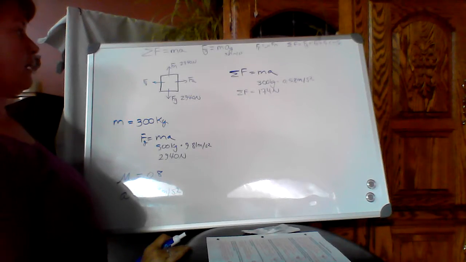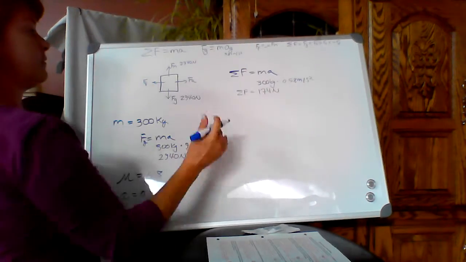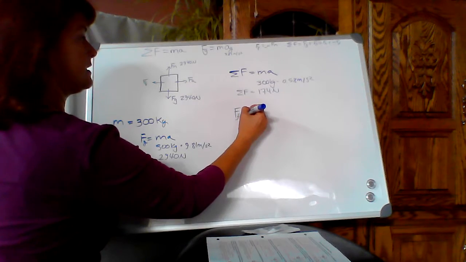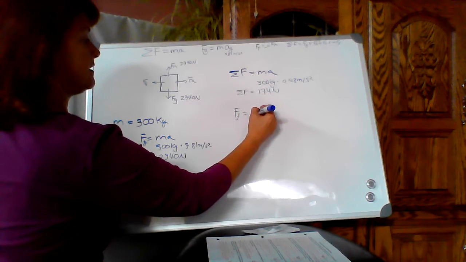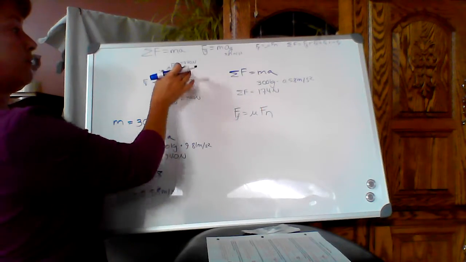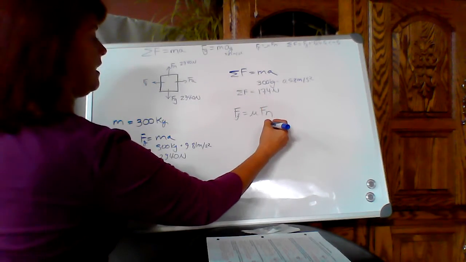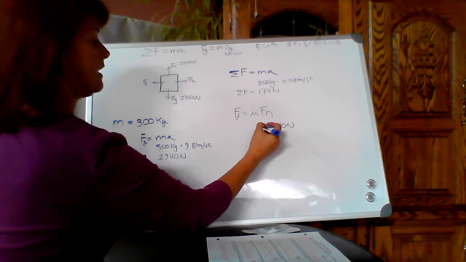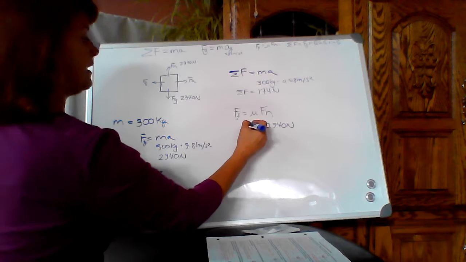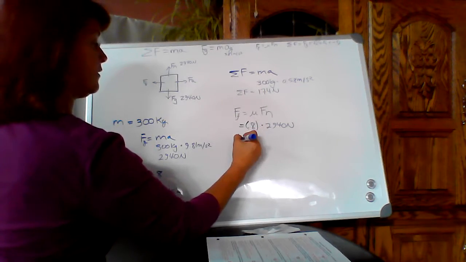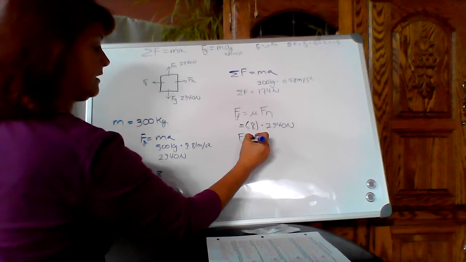Fortunately, we have another formula that tells us how to find the frictional force. So we can say the frictional force is mu times the normal force. We determined that the normal force is equal and opposite of gravity, so we know that's 2940 newtons. And we know the mu is 0.8 with no units.